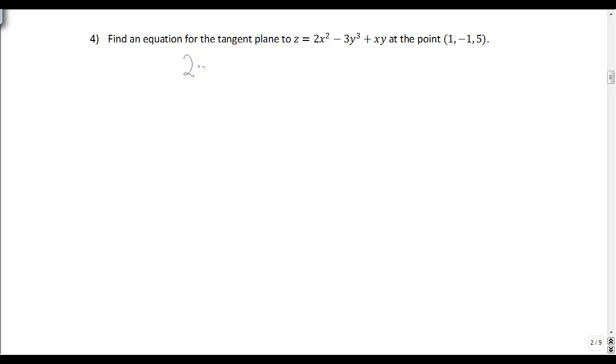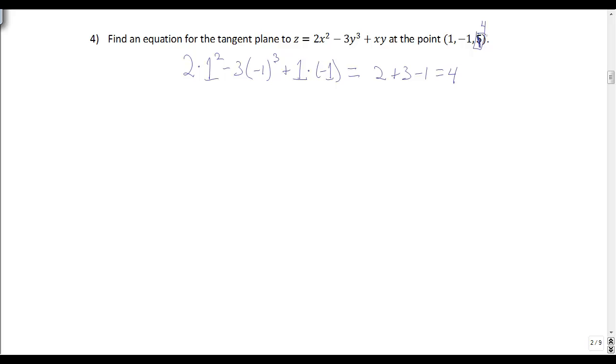So I'm going to plug in 2 times 1 squared minus 3 times negative 1 cubed plus 1 times negative 1. Well, if you do that, you're going to get 2 plus 3 minus 1. That should be a 4. So this 5 should be a 4 to make this problem work. So let's just change that to a 4 and do this in a way that would make sense.